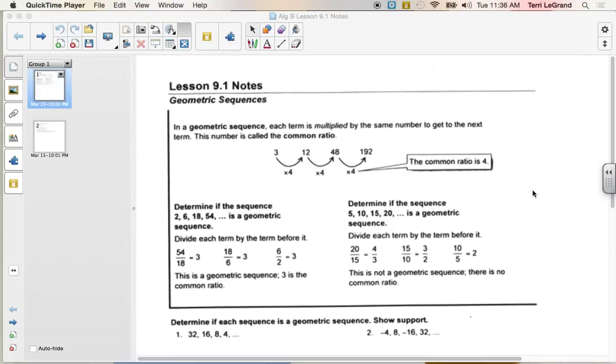We're going to work with in chapter 9, in lesson 9.1, geometric sequences. Now we've already worked with arithmetic sequences, back when we worked with linear functions, okay? In an arithmetic sequence, does anybody remember what happens? In other words, remember, we're not supposed to forget the things we've learned before.